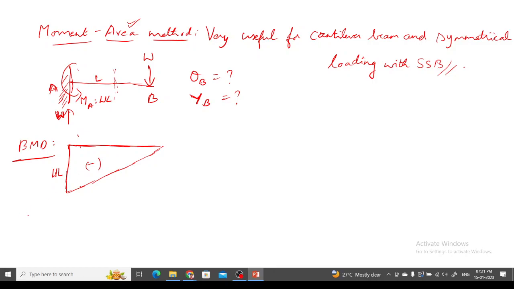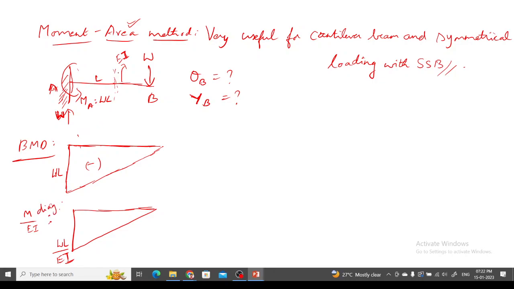Then we have to draw this M by EI diagram. This is a beam of constant Young's modulus and constant moment of inertia, so when we draw the M by EI diagram, it will be the same. Only thing is I have to divide this moment by EI. This is the M by EI diagram.